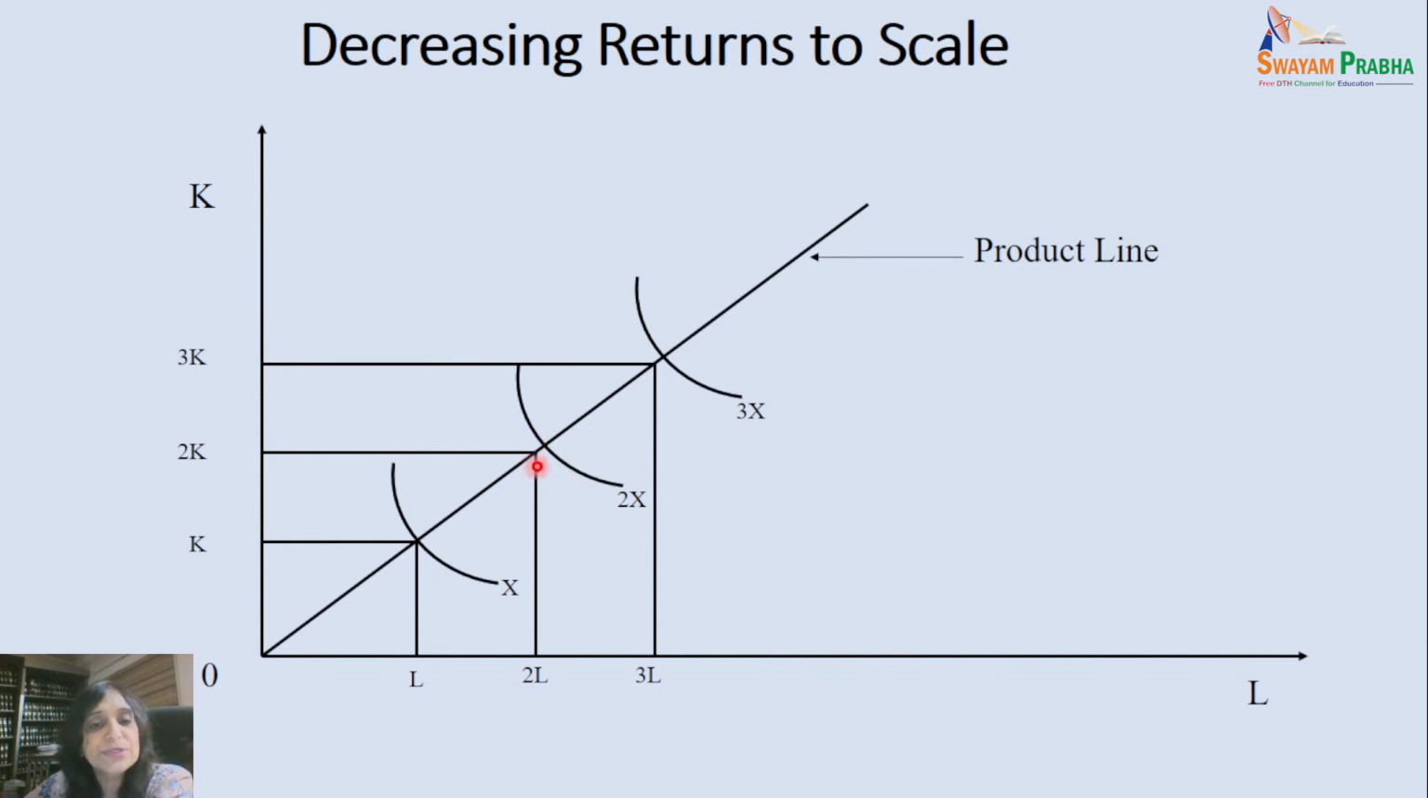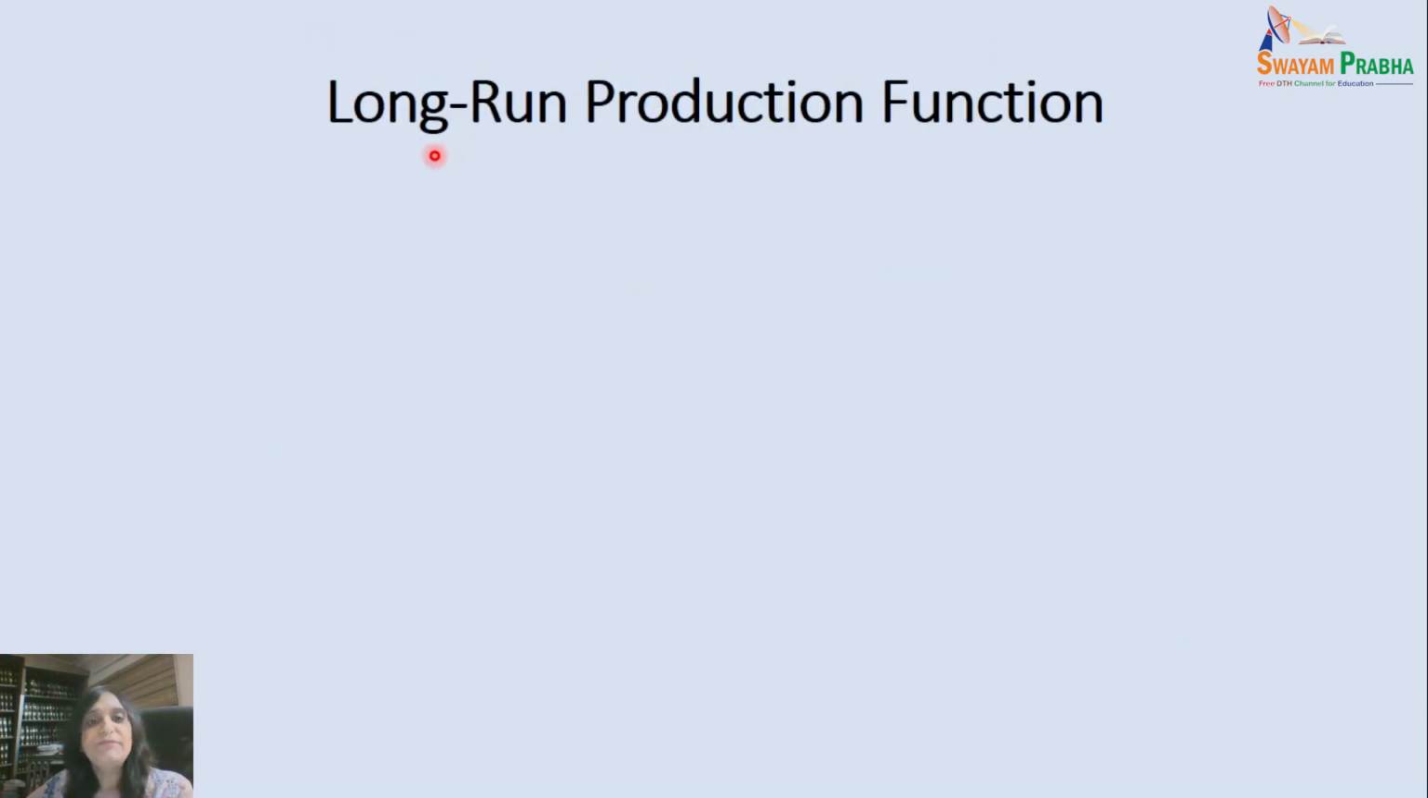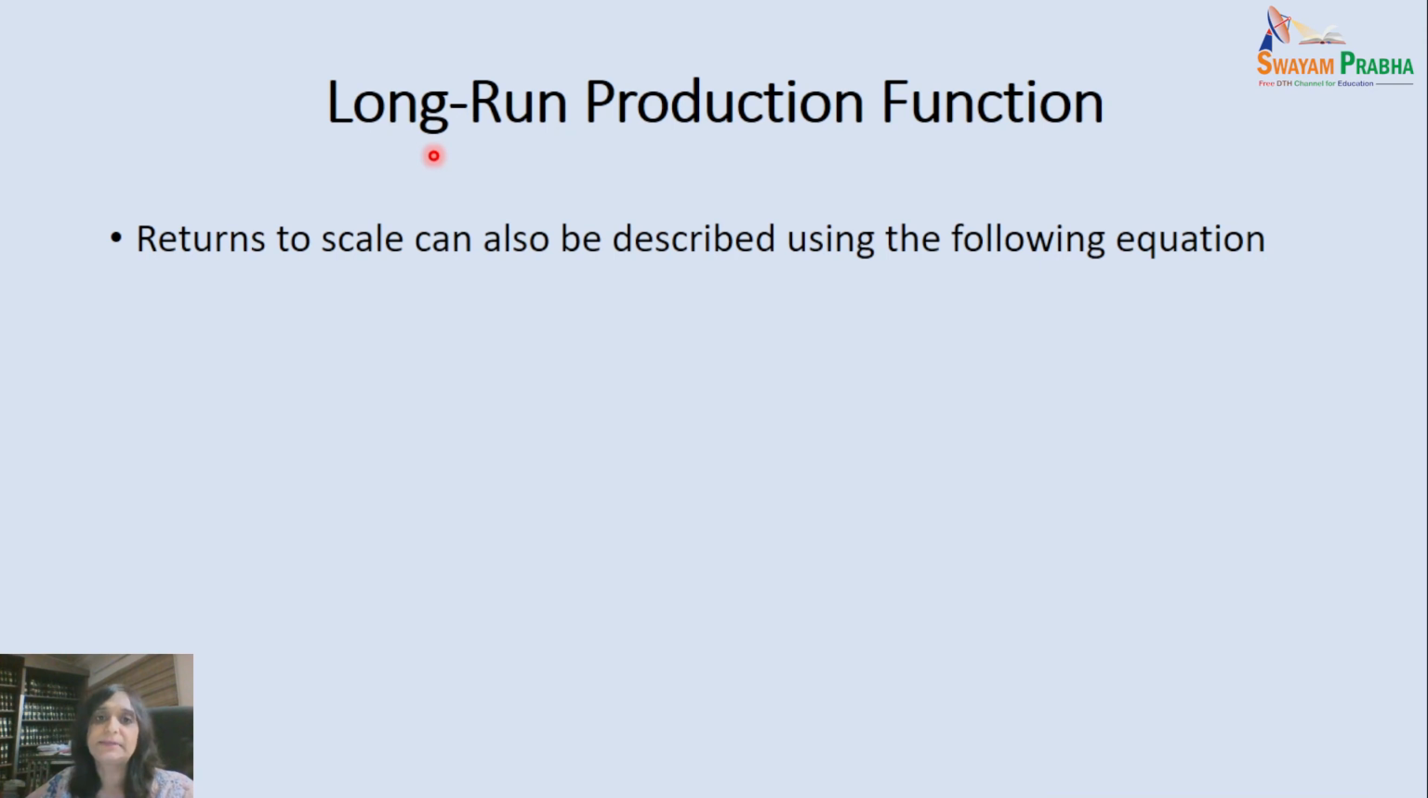But we are producing at a lower than 2x output. Means your output increased but less than double with the doubling of inputs. That is called decreasing returns to scale. Okay, so when we talk about the laws of returns to scale, we can see increasing returns to scale, decreasing returns to scale, or constant returns to scale.